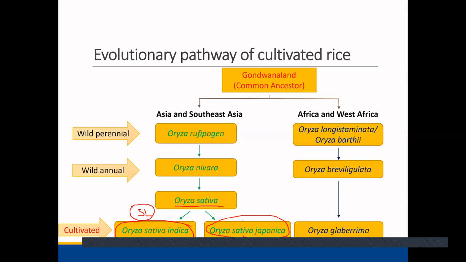but not as a whole. Sometimes if you go to China, they will have both. In northern China, they can have japonica, and then in the south, they might have the indica varieties as well. So it's not like they grow only one type. They can grow a mix as well, right? But here, this is the cultivated species.